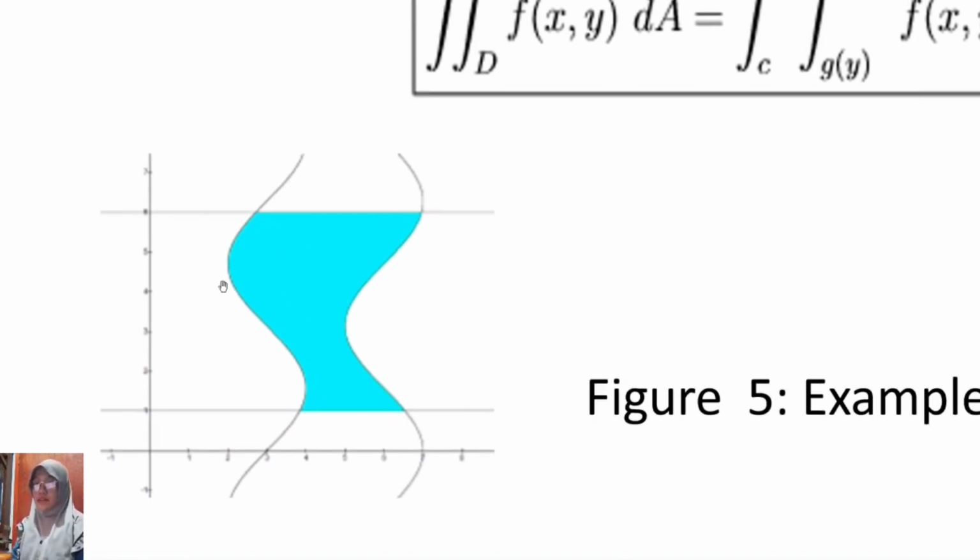This is the other way around from type 1. In type 1, the constant boundaries are the vertical lines. But in type 2, the constant boundaries are the horizontal lines. These two horizontal lines here are the constants y, where y is equal to c and d. And these two boundaries here are the functions of y. And this shaded part here is the region D.